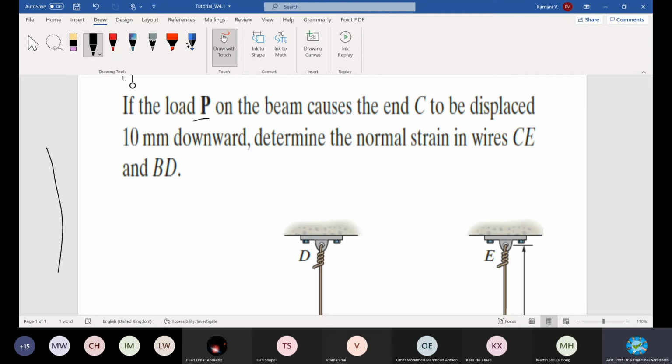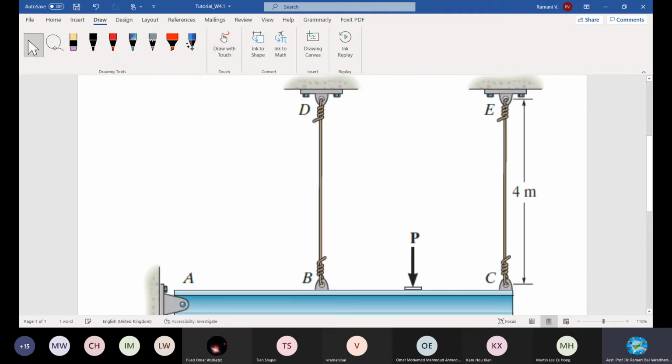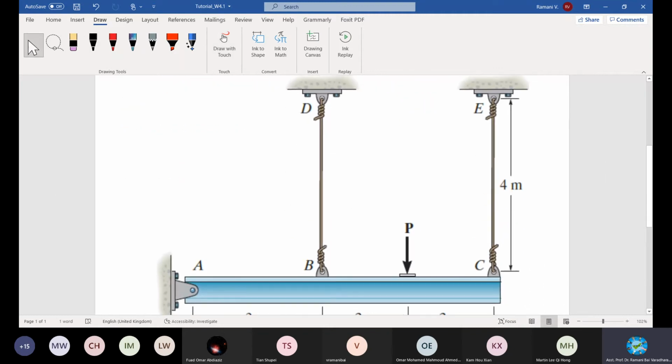You are given this arrangement, okay? What is here? The pin. You can see my cursor moving. I think you can see, right? This is a pin. There is a member held by a pin at one side and two rods. Two rods are hanging this member, supporting this member, right?